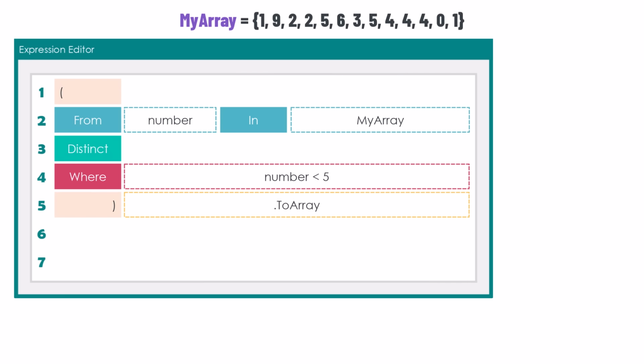I can also use distinct clause directly after from clause. In this case, the input array will be filtered. As a result of this clause, I will get the following array, where each number appears only once. After that, where clause will filter this new array. As output from this clause, I will get the following array. This will be the output of the query. As you see, I got the same output in all queries.